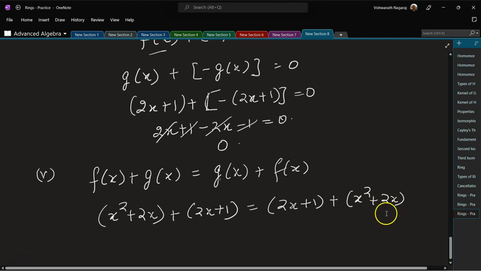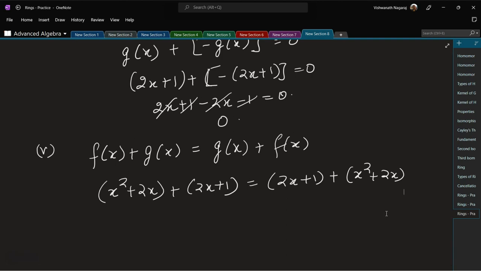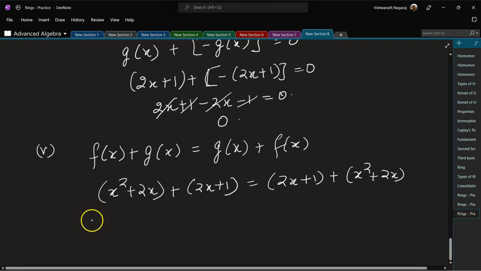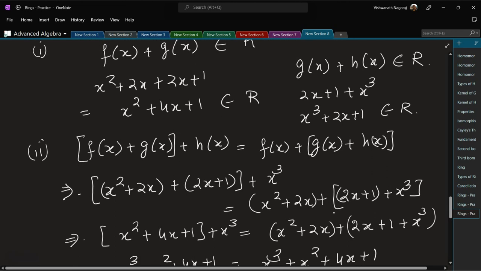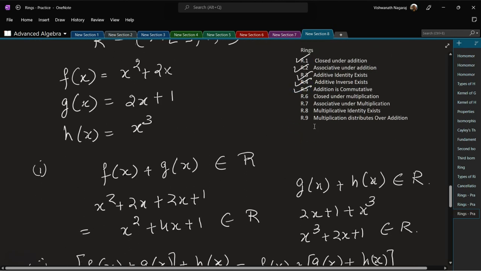We could actually keep it general and use a n, x n and do this, but it becomes a little bit tedious. So I'm just using some examples and doing this. So x square plus 4x plus 1 is equal to x square plus 4x plus 1. So therefore, it is commutative under addition.